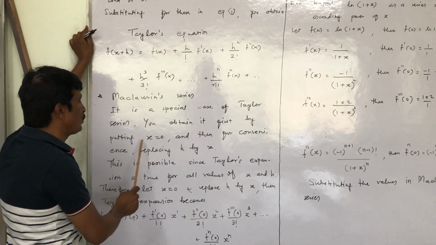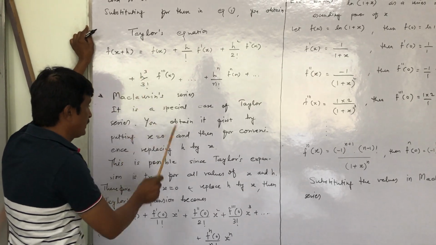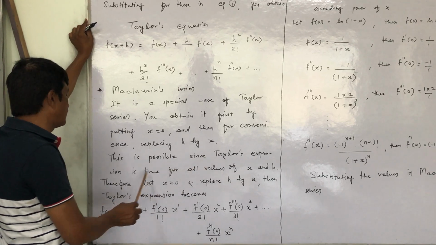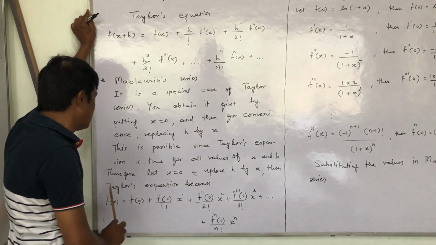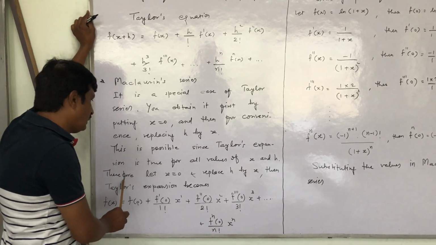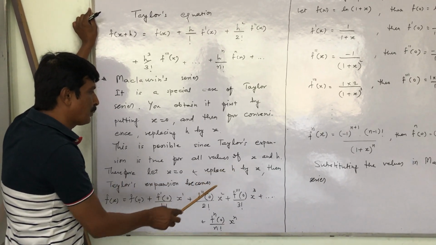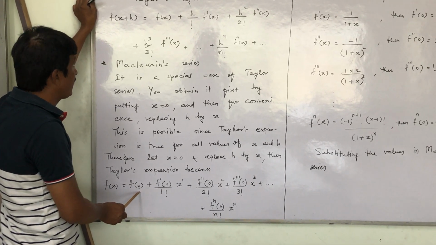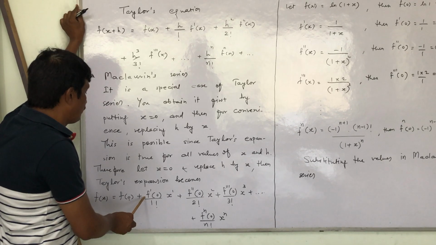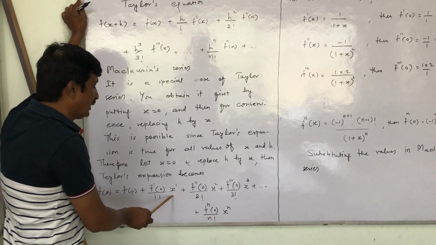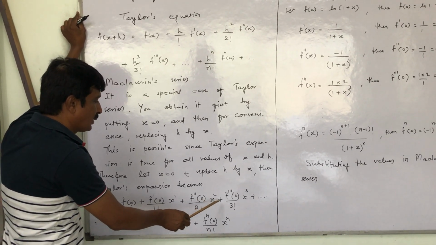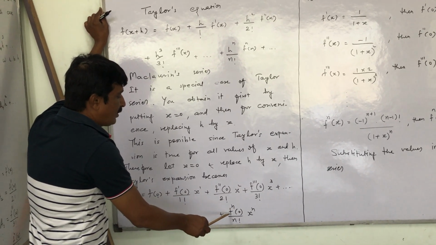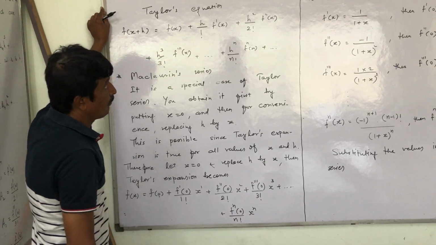You obtain it first by putting x equal to 0 in this equation, and then for convenience replacing h by x. This is possible since Taylor's expansion is true for all values of x and h. It is an identity. Therefore, let x equal 0 and replace h by x. Then Taylor's expansion becomes f(x) = f(0) + f'(0)/1! x + f''(0)/2! x² + f'''(0)/3! x³ and so on, the nth derivative of f(0) upon n factorial into xⁿ.